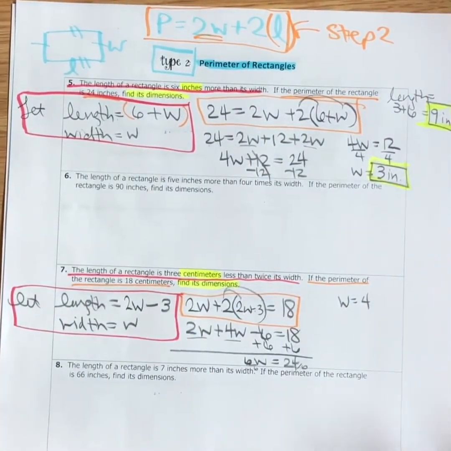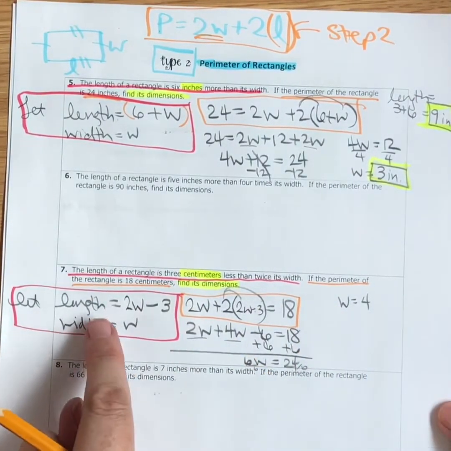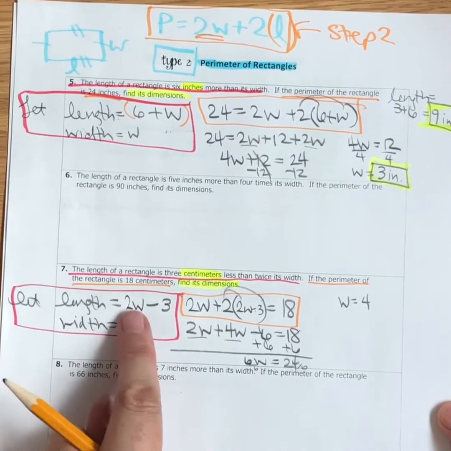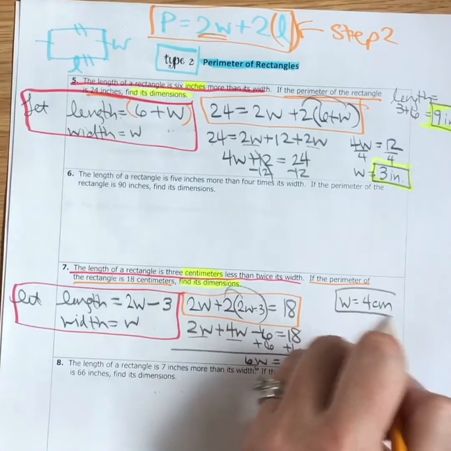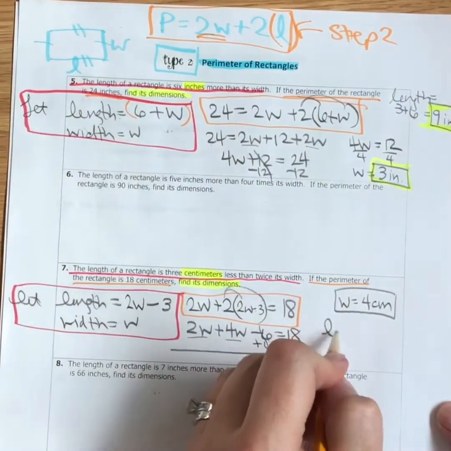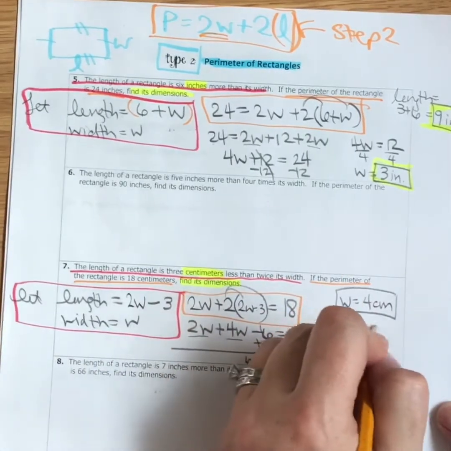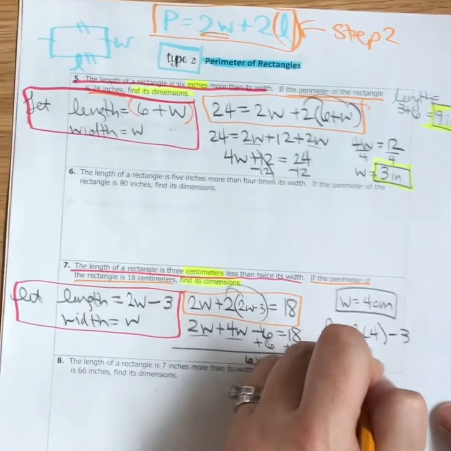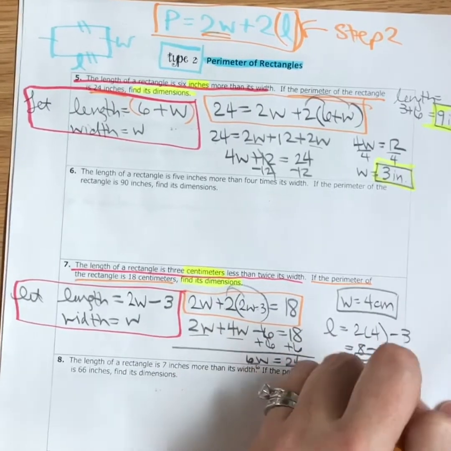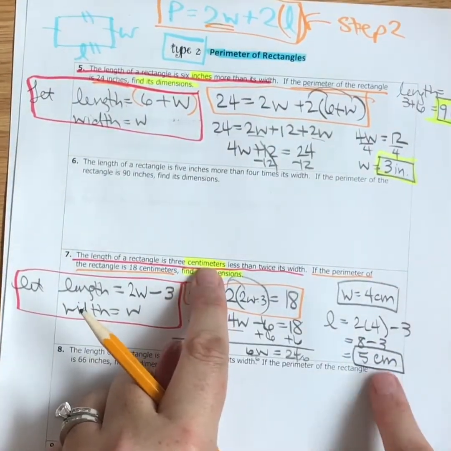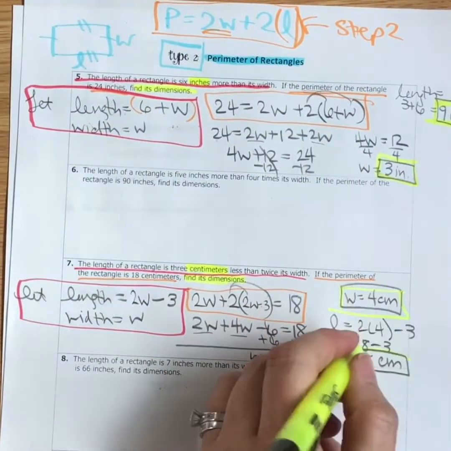So we're almost there, though, because remember I said on step 3, you have to check your step 1. So this is one of our answers, but we have to label it centimeters. But now we have to do our length and plug in 4 for the W. So we get 2 times 4 minus 3, or that's 8 minus 3. So the length is actually going to be 5 centimeters. But you have to remember that you label it with the correct units, okay?